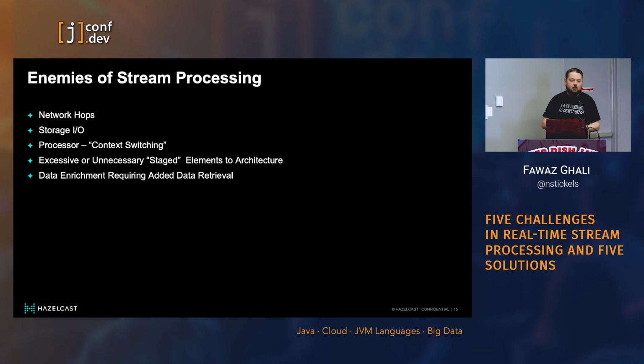Avoid I/O. Avoid processor context switching, right? Allow each thread to do whatever it can within that job step, and then if you need to move to another thread, that's great, but don't make one thread start and stop and start and stop. Just keep doing whatever you can on that one thread. Avoid unnecessary steps in your architecture, right? That's where we keep everything within the cluster.